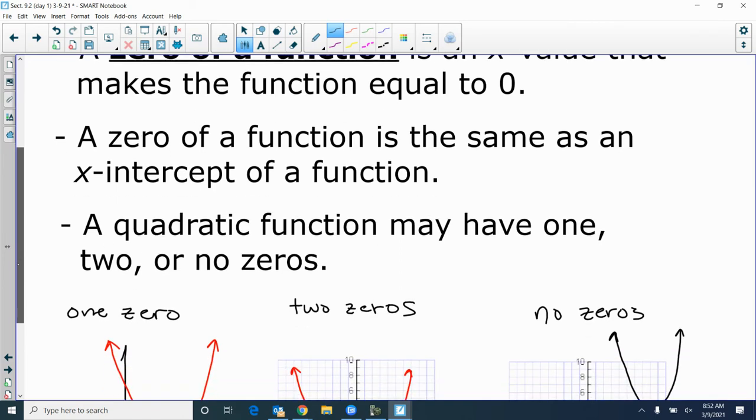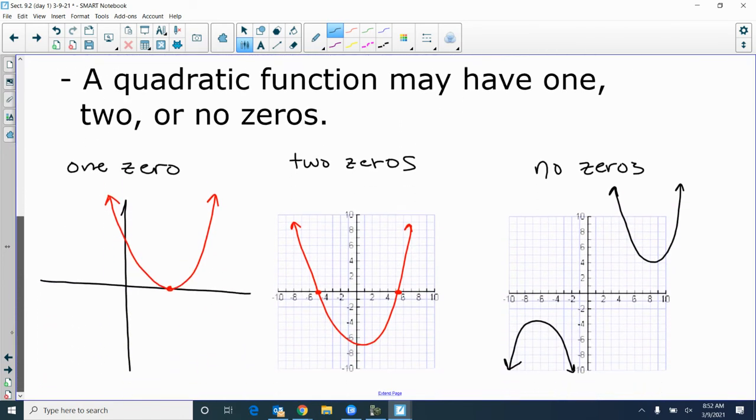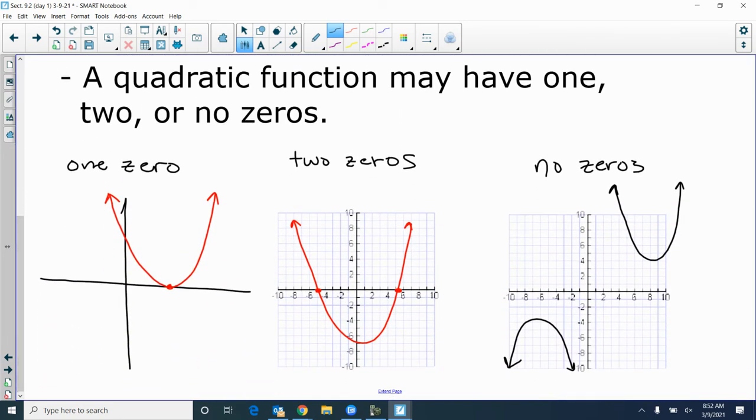A quadratic function may have 1, 2, or no zeros. All right, so right there, you got a little gap. See where it says a quadratic function may have 1, 2, or no zeros? Draw the case where it has 1 zero. Just do a rough sketch. Draw the case where it has 2 zeros, and draw the case where it has no zeros.